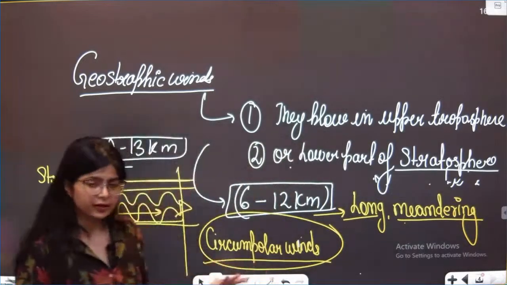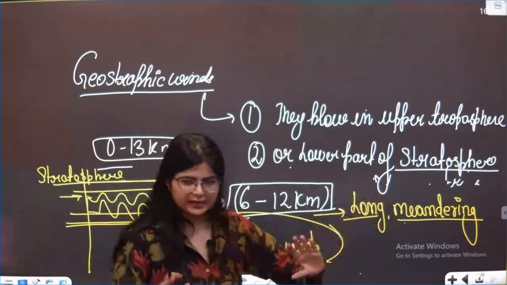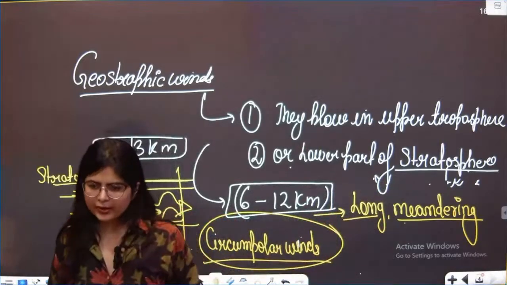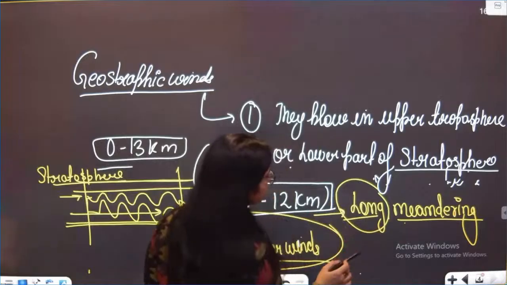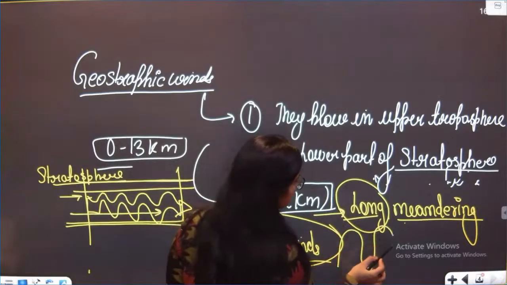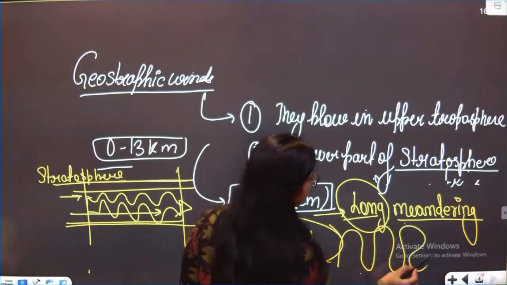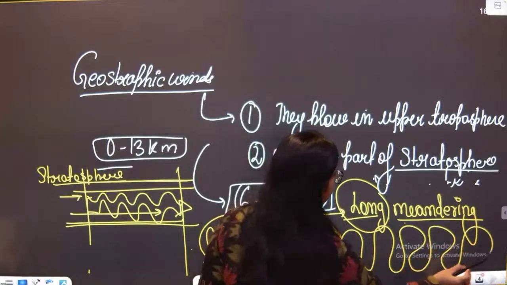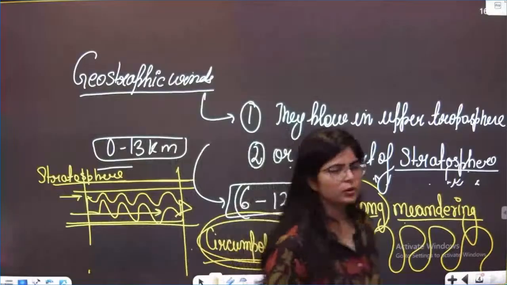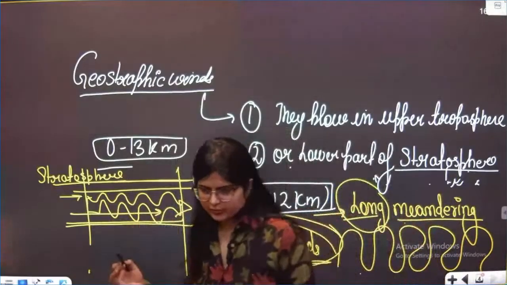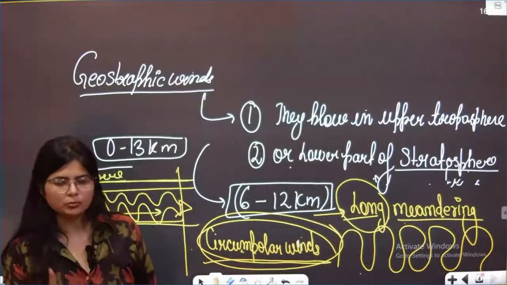What do you mean by long? The length of the wind is quite sufficient to call it long. Meandering winds: the direction of the wind is always changing. It's following a path like this. And circumpolar means that it will blow near the poles as well. When I talk about poles, I'm talking about both the poles.